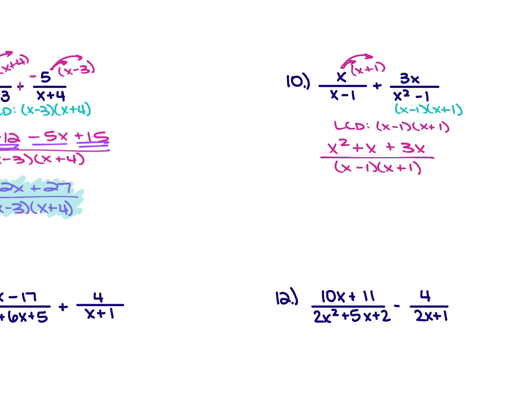Your x squared doesn't match up with another x squared, so drop it down. Your x and your 3x are like terms, which combine to give you 4x. And that's all over x minus 1 times x plus 1. Again, your directions will tell you to write your answer in factored form. So that x squared plus 4x factors to be x times x plus 4, all over x minus 1 times x plus 1.